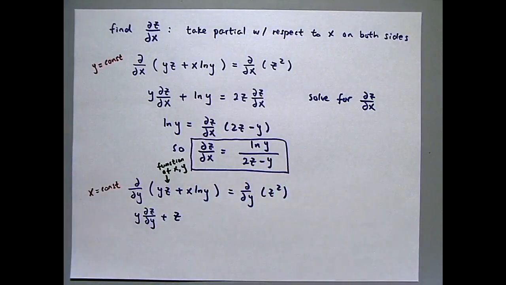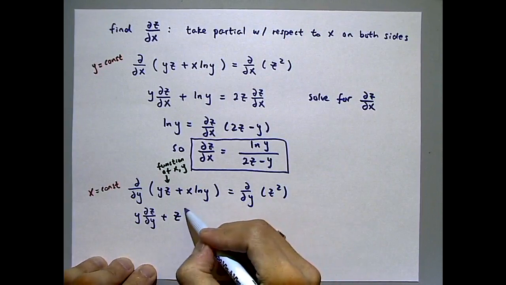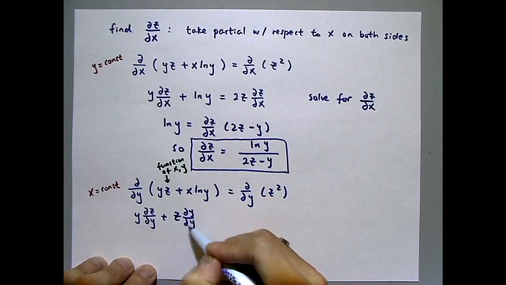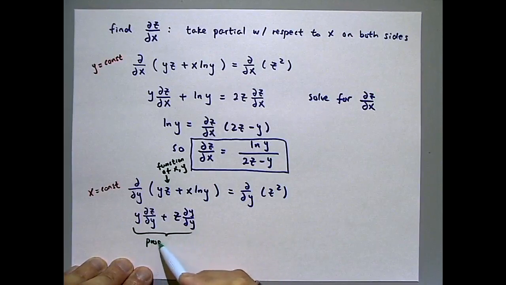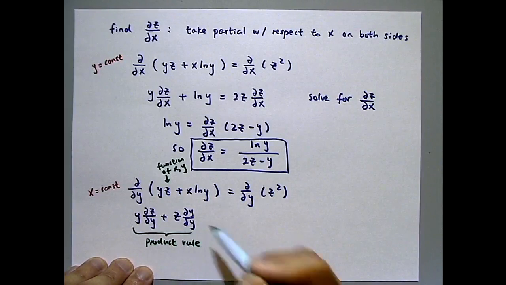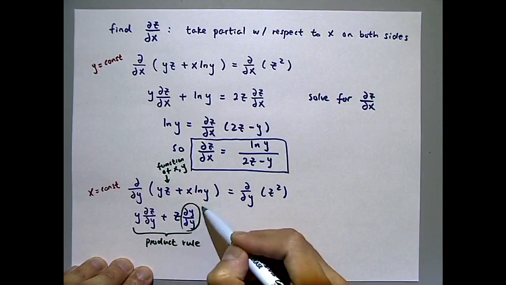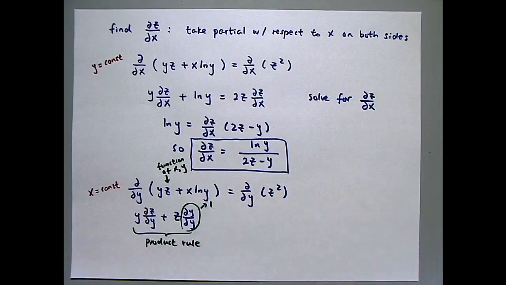And what's the partial of y with respect to y? It's what you would expect. 1, yeah. Right? So this part, remember to use the product rule. And this guy is 1. We'll simplify it after we finish the whole thing.